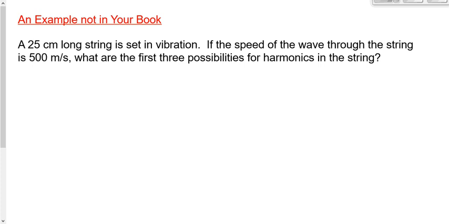Let's take a look at this example that's not in your textbook this time, so unfortunately you're going to have to copy this one out. The question says a 25 centimeter long string, centimeter, right? Draw attention to that, is set into vibration. The speed of the wave through the string is 500 meters per second. What are the first 3 possibilities for harmonics in the string? In other words, what are the first 3 resonant frequencies that we would see in this string? Or if it was a musical instrument, what are the first 3 harmonics that we would hear in the string?